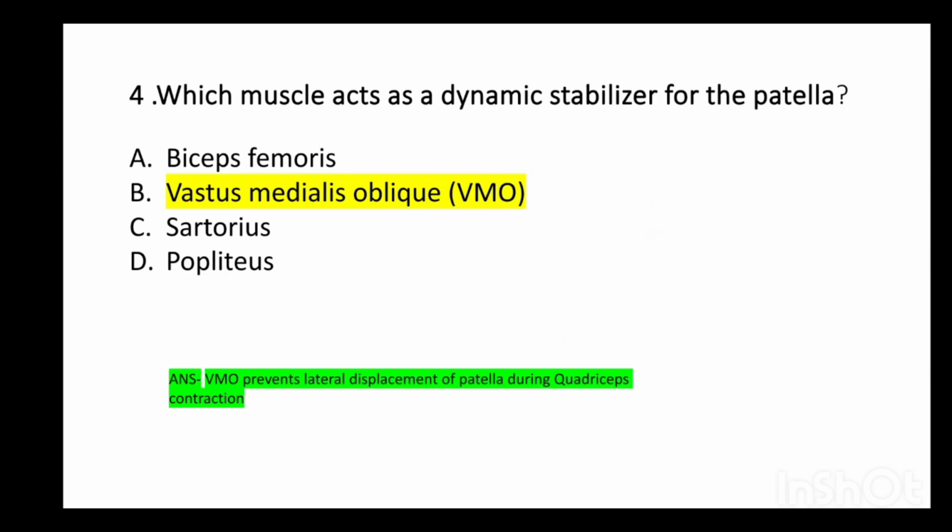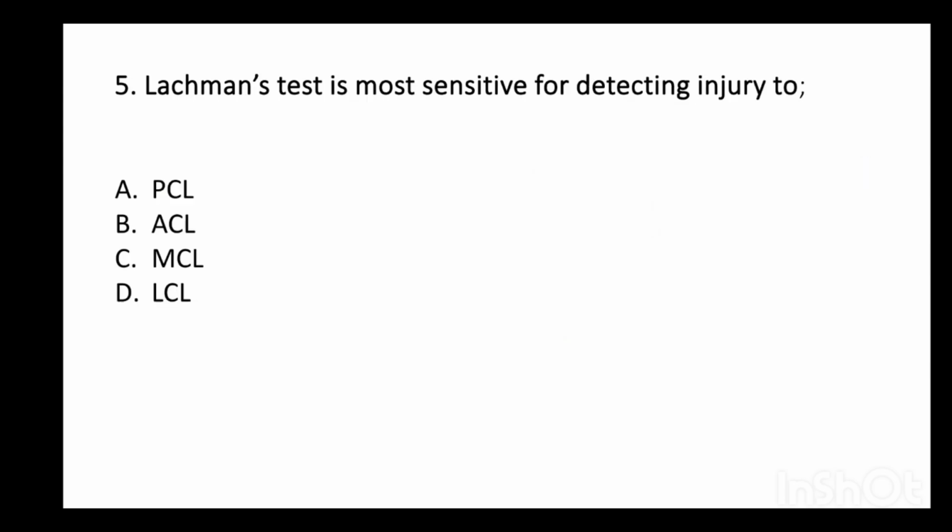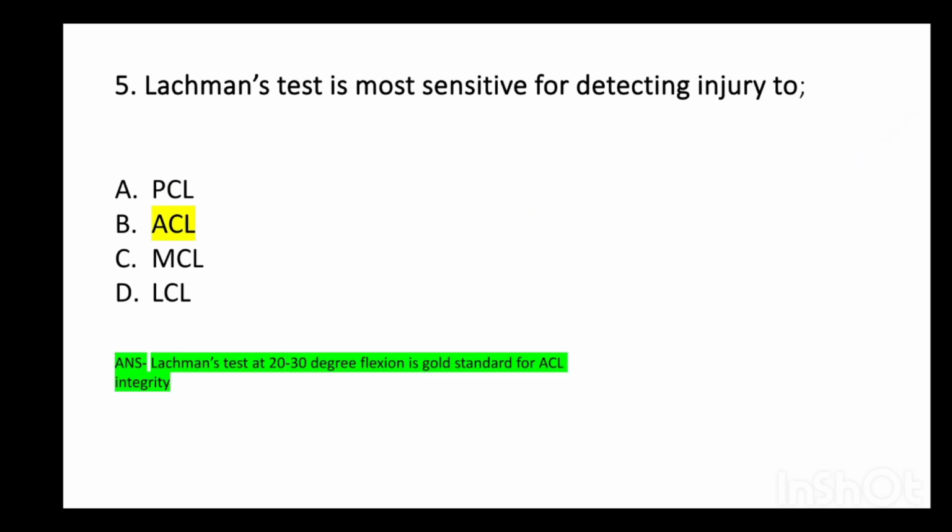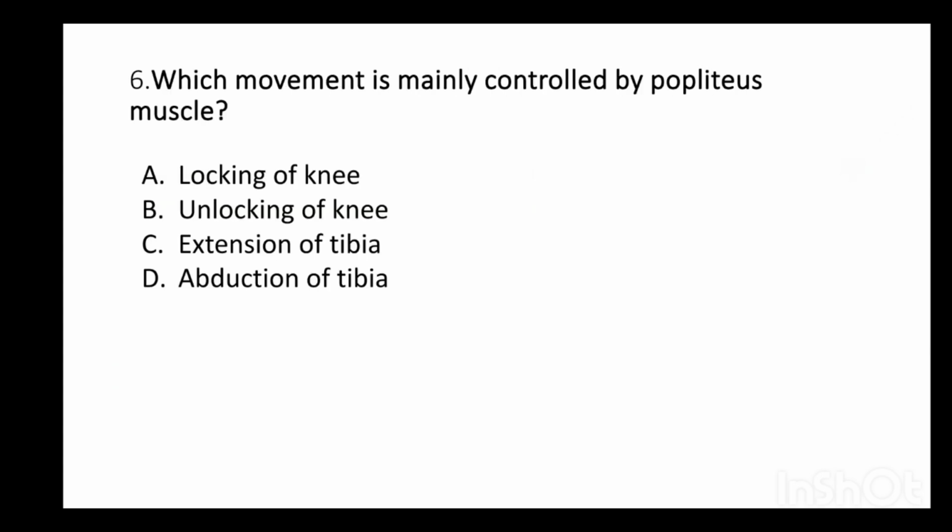Our next question is, Lachman's test is most sensitive for detecting injury to PCL, ACL, MCL, and LCL. Posterior cruciate ligament, anterior cruciate ligament, medial collateral ligament, and lateral collateral ligament. The answer is ACL. Lachman test performed at 20 to 30 degrees of knee flexion is the gold standard test for ACL injury.